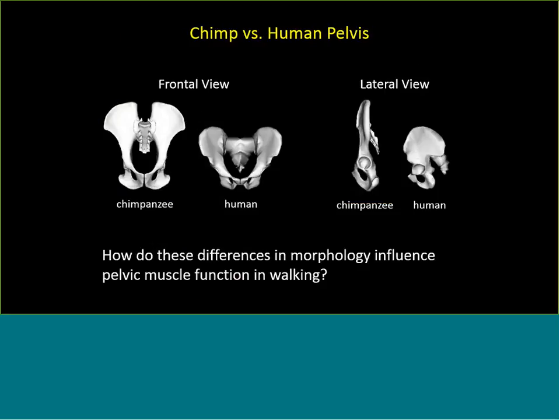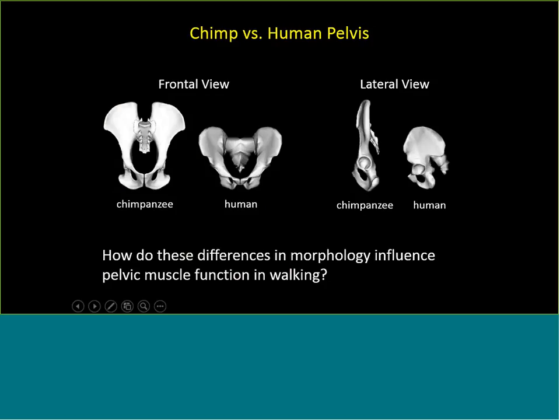So this is a better view, perhaps, of the human and chimpanzee pelvis, human on the right, chimpanzee on the left, viewed in the frontal plane. So you can see it's much taller in the chimpanzee, and these are to scale, even though a chimpanzee is overall much shorter than a human. And then this is, again, the lateral view you saw earlier with the chimpanzee and the human.